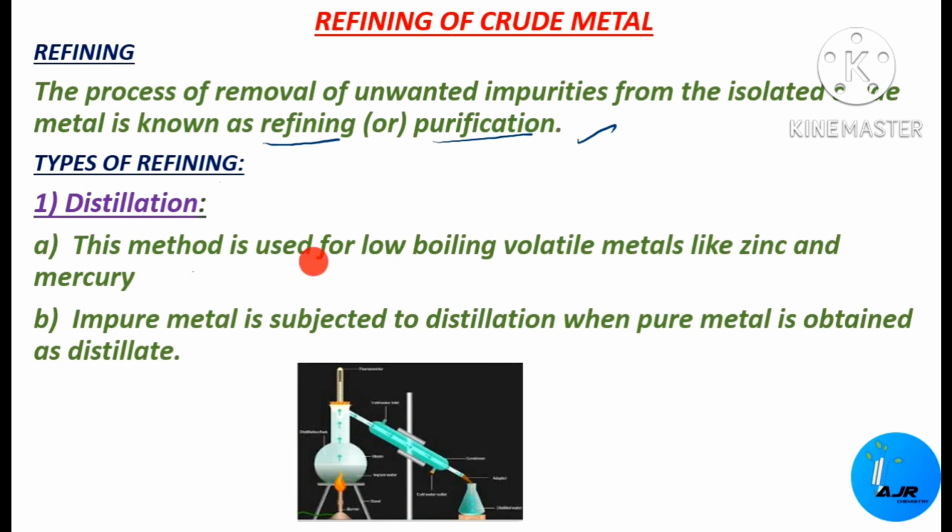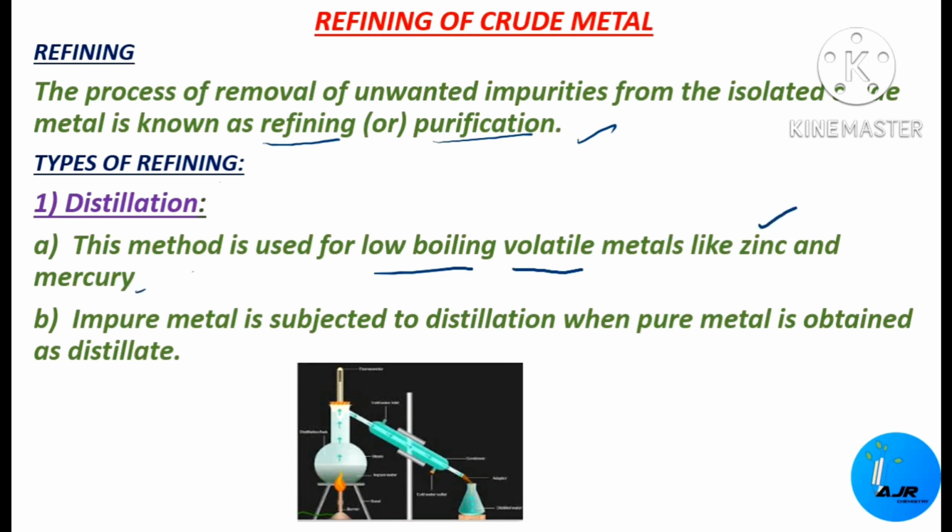Actually, this method is used for low boiling volatile metals. Volatile means easily vaporizable, and that also have a low boiling point. So, easily vaporizable metals that have a low boiling point. For example, zinc and mercury.